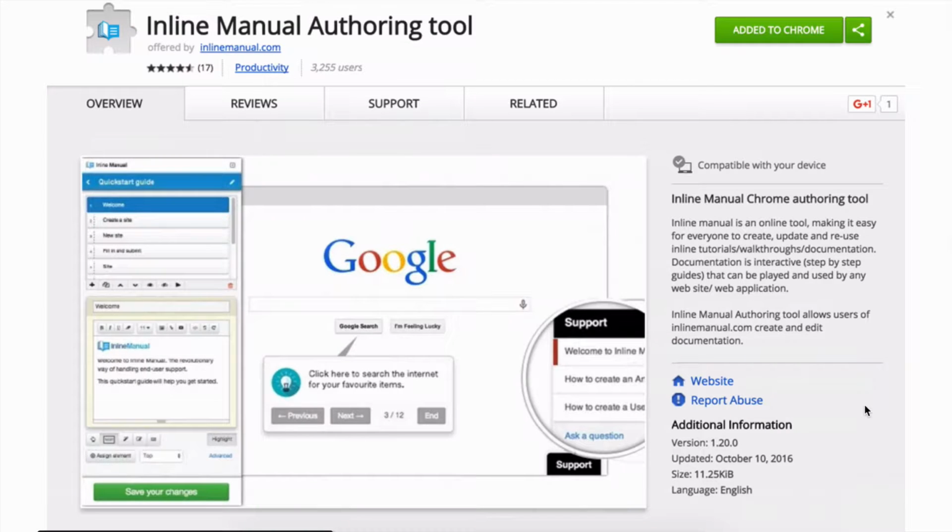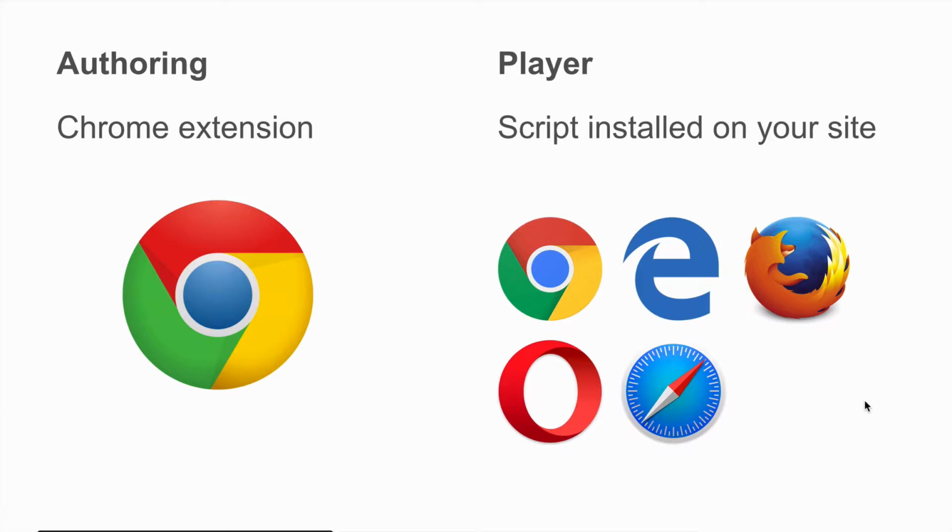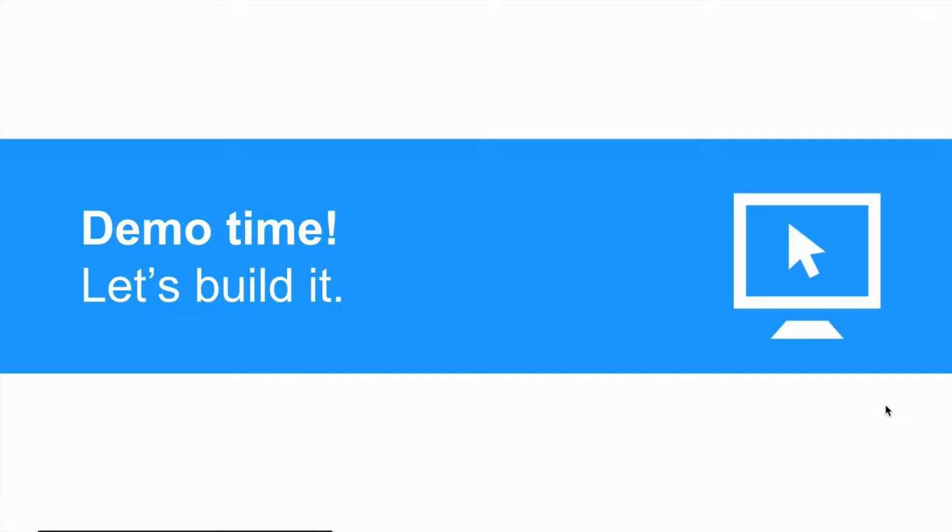You may be wondering about the requirements for users. So in fact, the authoring tool, of course, is a Chrome extension. You will need Chrome to create the content. But for your users, they can use any browser they like. So the script gets installed on your site, and it works with any modern browser. So that's just to clarify really what the requirements are. And with that said, if you install the authoring tool, you'll be able to build this on your own site right now or right after we finish this demo.